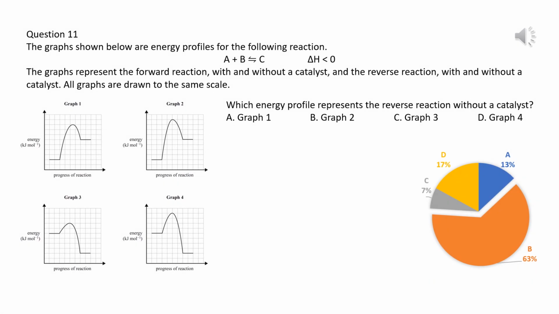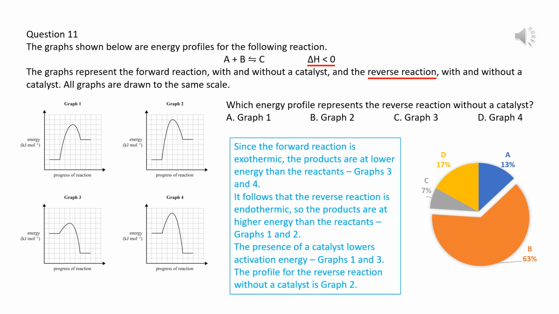This question is focused on the reverse reaction. Since the enthalpy of the forward reaction is negative, the enthalpy of the reverse reaction should be positive. When the enthalpy of reaction is positive, the enthalpy of reactants should be lower than that of products. So, both graphs 3 and 4 are ruled out. This reverse reaction is not catalyzed, so its activation energy should be higher than that of the catalyzed one. Graph 1 is ruled out and only graph 2 is the correct answer.